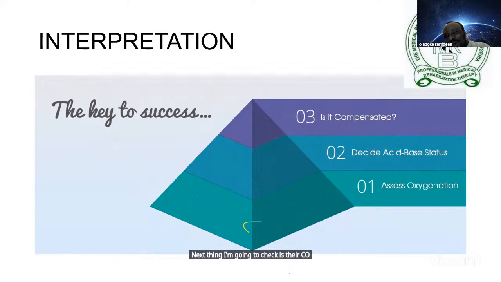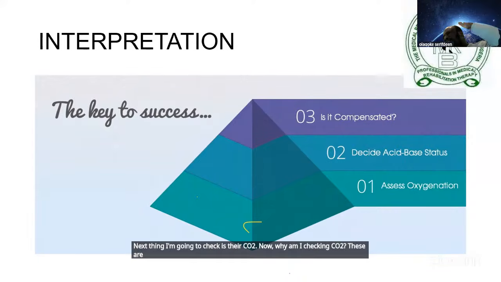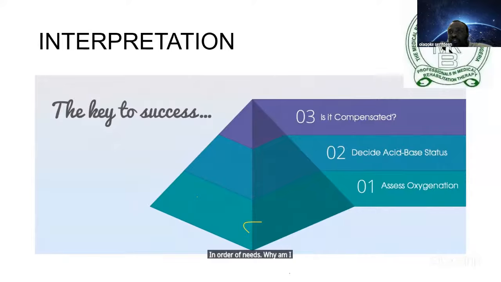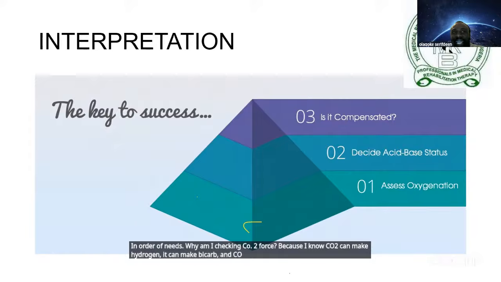Now, why am I checking CO2? These are in order of needs. That's why I'm doing my stuff in that order. Why am I checking CO2 first? Because I know CO2 can make hydrogen, it can make bicarb, and CO2 again is fast, your lungs regulate that.